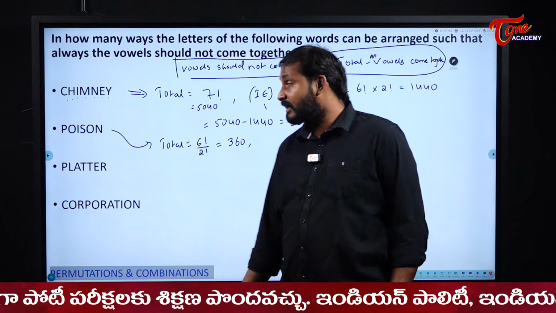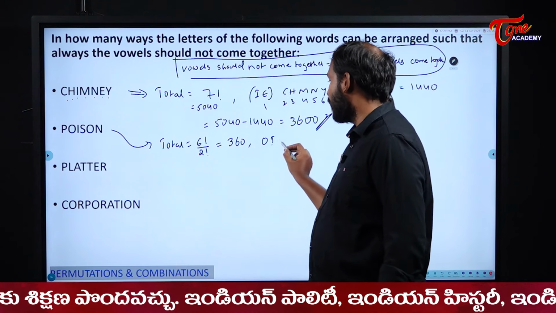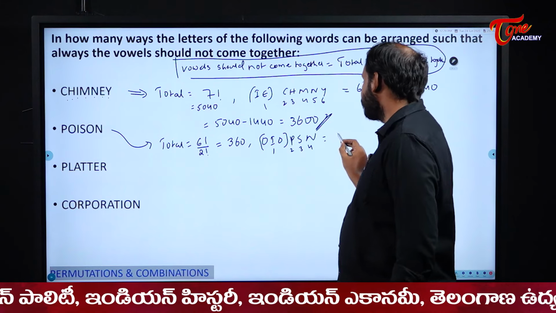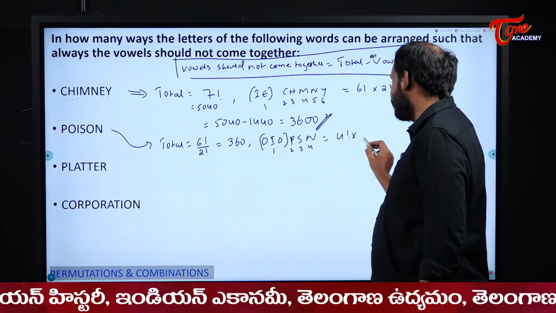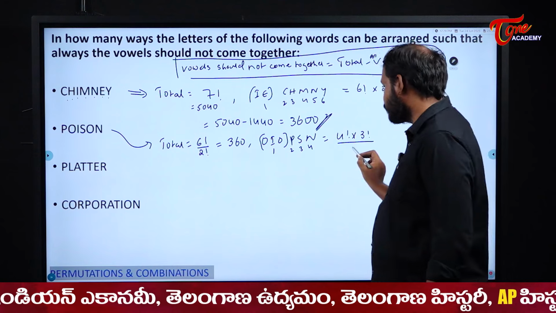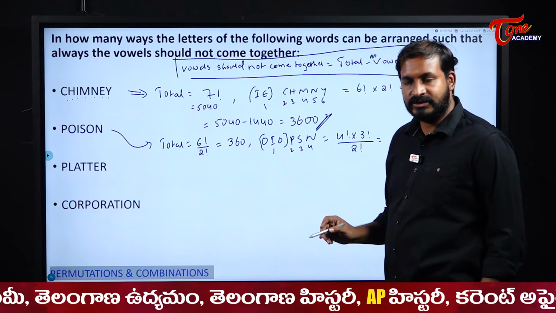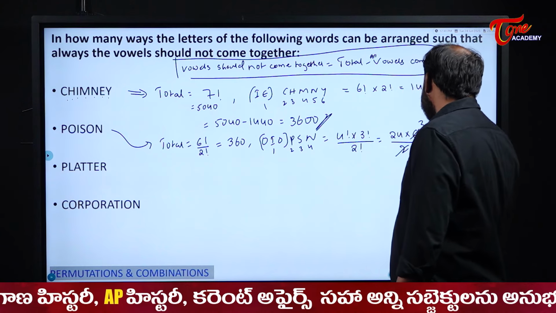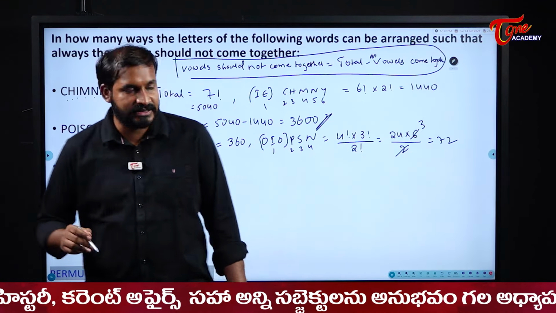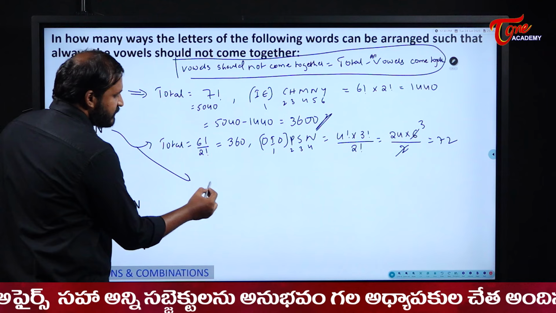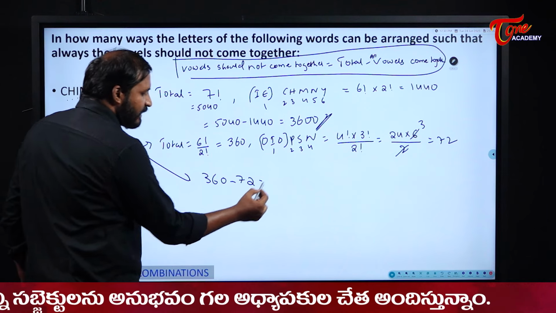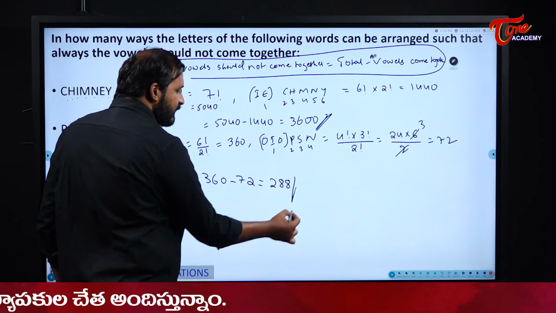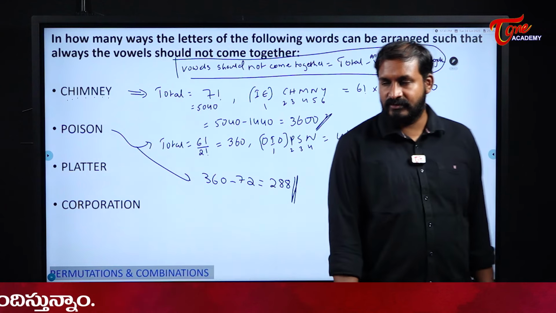But if all the vowels come together, how many will I get? O, I, O as a group, P, S, N individual. So, 1, 2, 3, 4. So, this will become 4 factorial into 3 factorial by 2 factorial, since O was repeated 2 times. 4 factorial is 24. 3 factorial is 6 by 2, which is 3. So 24 times 3 becomes 72. My required answer is 360 minus 72, which is 288. I can arrange them in 288 ways.